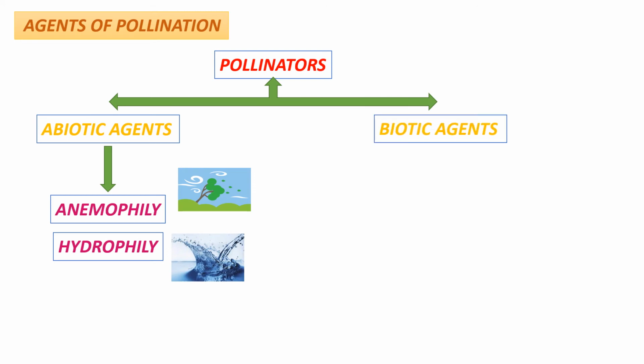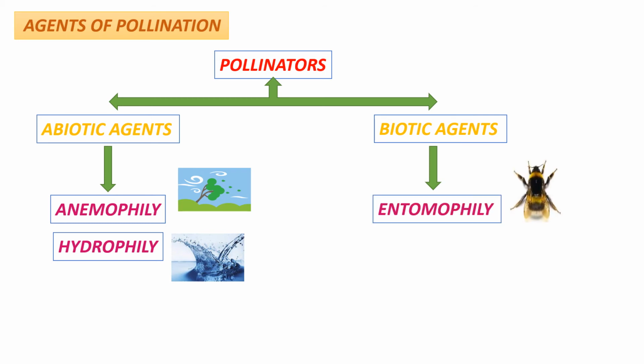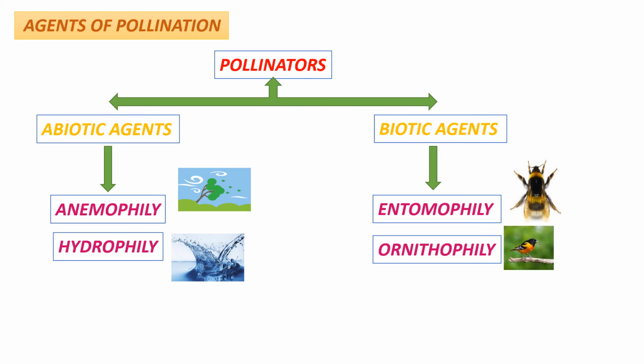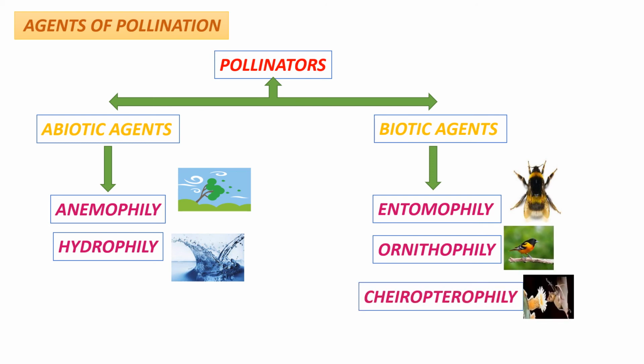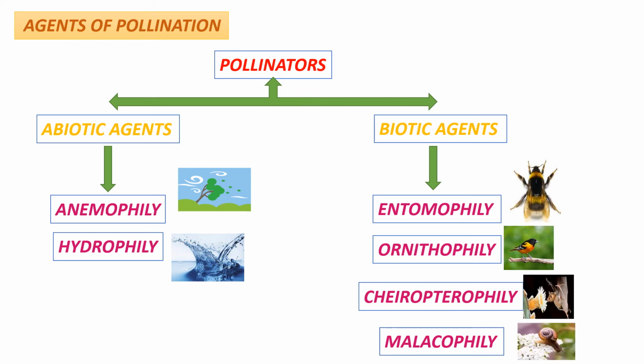The second type is biotic agents. They include entomophily. Pollination by insects is called entomophily. Ornithophily. Pollination by birds is called ornithophily. Chiropterophily. Pollination by bats is called chiropterophily. Malacophily. Pollination by snails and slugs is called malacophily.